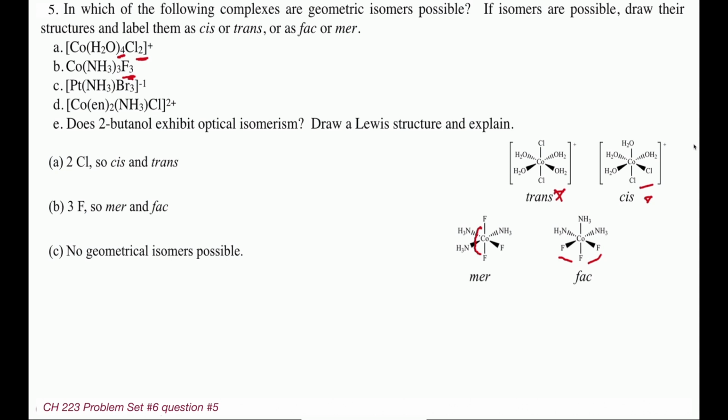And play with this if you don't believe me, it's totally true. But when there's 4 pieces and only one of them is different, you won't have mer-fac or cis-trans. The next one has 2 ethylene diamines, an ammonia, and a chlorine.